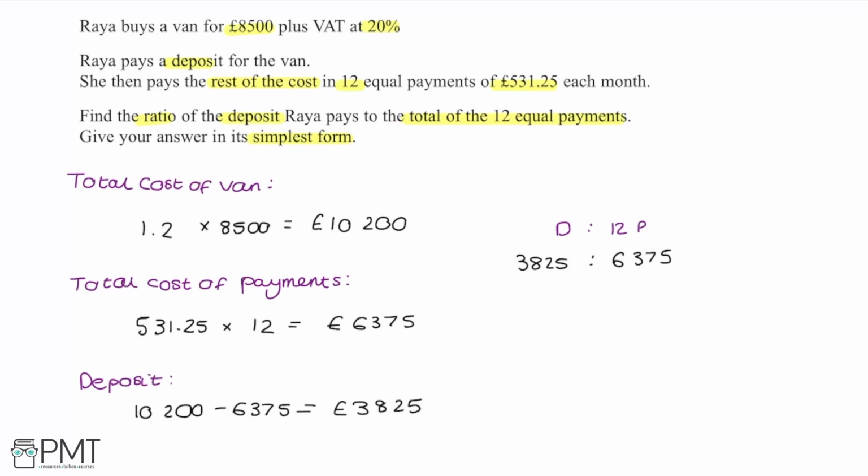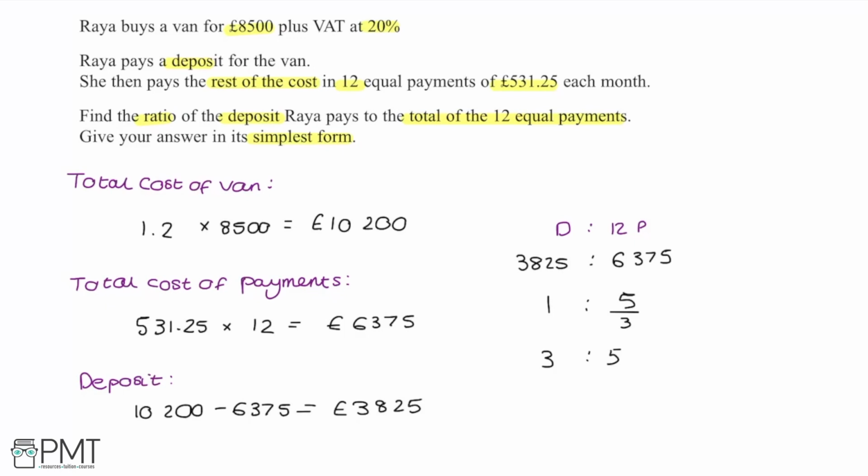If I were to divide them both by 3,825, for example, I'd get 3,825 divided by itself, so 1, and then I'd get 6,375 divided by 3,825, and that gives me an answer of 5/3. Now with ratios, it's better to work with whole number ratios, so I can simply multiply both sides of this ratio by 3, and that gives me a ratio in its simplest whole number form of 3:5, and that will be the correct final answer here.